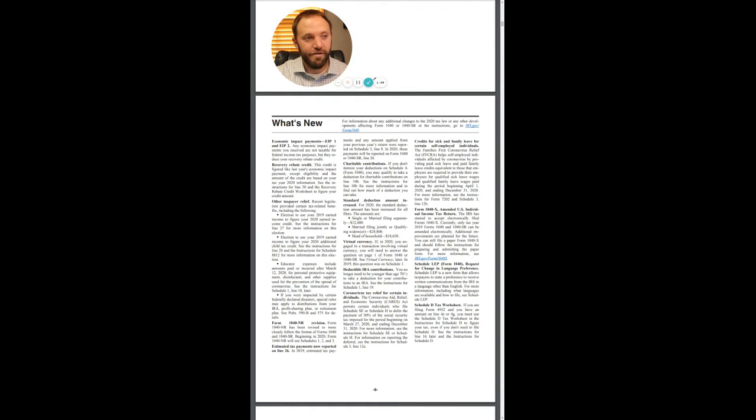So next, right here, recovery rebate credit. This credit is figured like last year's economic impact payment, except eligibility and the amount of the credit are based on your tax year 2020 information. It says see the instructions for line 30 and the recovery rebate credit worksheet to figure your credit amount. Because all of the economic impact payments were either figured on your 2018 or your 2019 if filed, your amounts can change here.